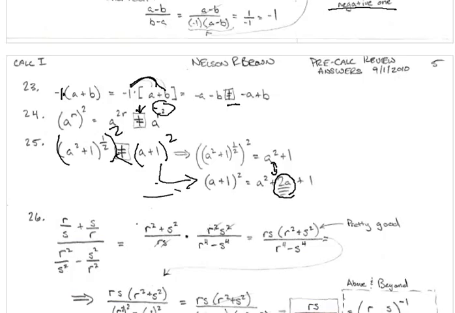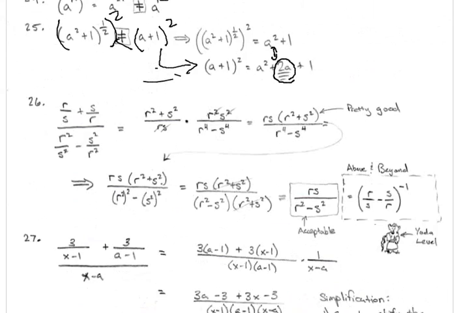because there's this extra factor of 2a there. Number 26 is a little tricky. We have r over s plus s over r divided by the quantity of r squared over s squared minus s squared over r squared.